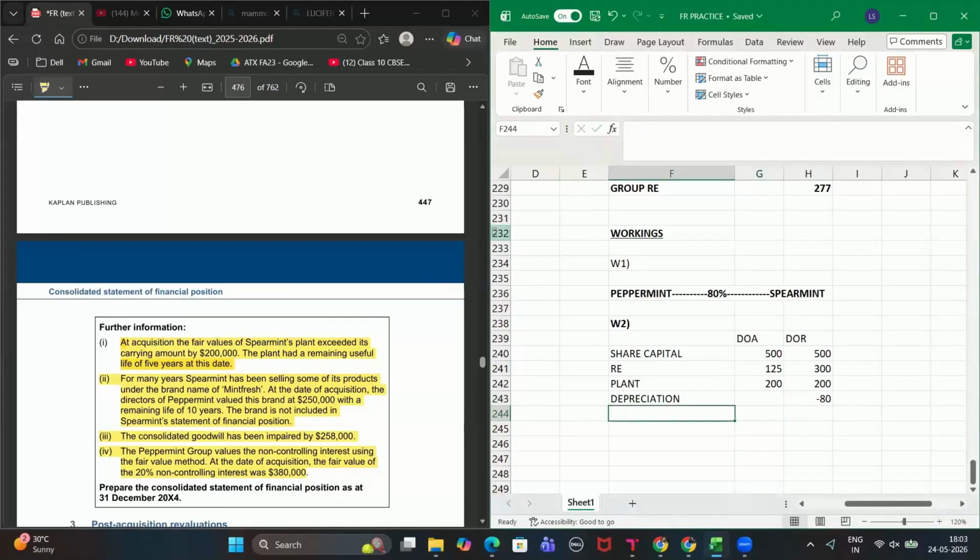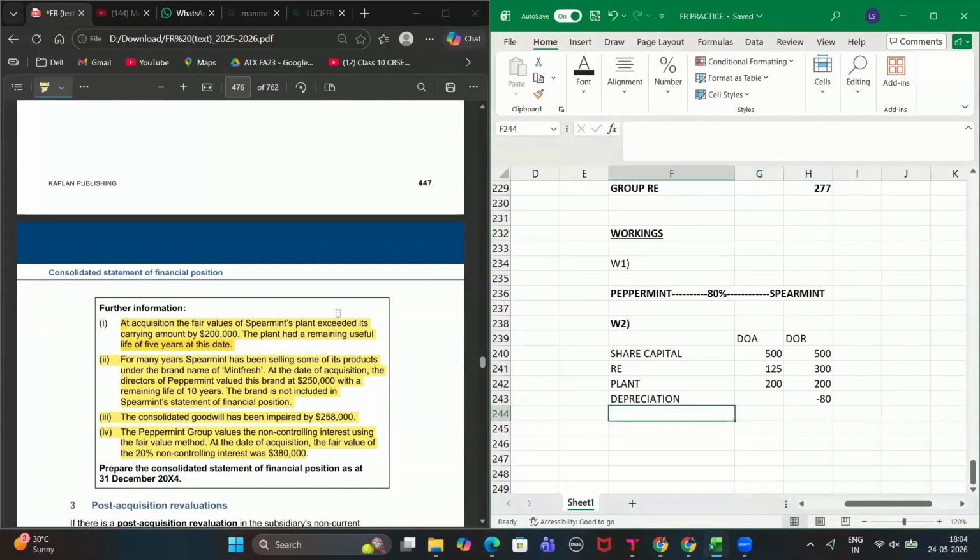So similarly, what else is being revalued? Brand. What is the brand's fair value? By how much did it increase? 250,000. Why did it increase by 250,000? Because it was not mentioned in the books, so we'll take the complete whole value. How much is the value? 250,000.